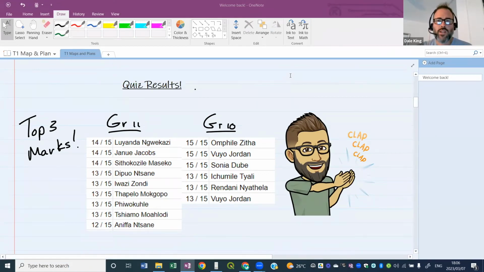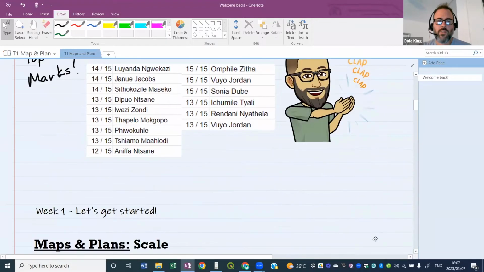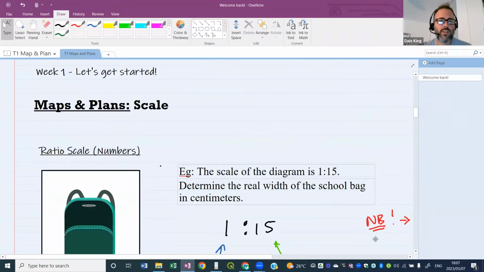Okay, let's get on with today's lesson. We're talking about map work today, and you'll see that map work is actually very easy. We're going to look at scale first. Okay, so let's get straight into it.